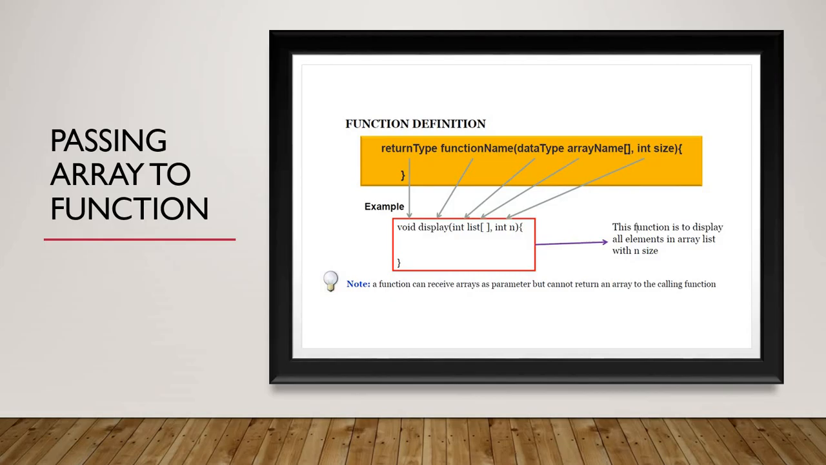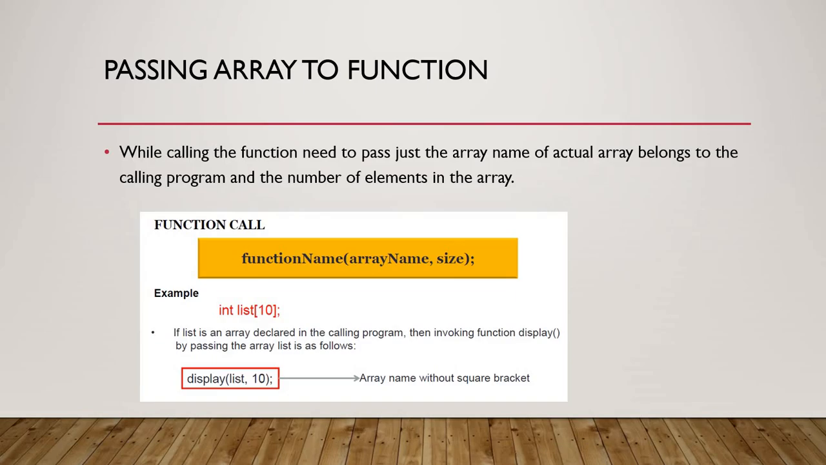Note, a function can receive arrays as parameter but cannot return an array to the calling function. So you can pass an array to a function, but that function cannot return an array to the calling function. While calling the function, you need to pass just the array name of the actual array belonging to the calling program and the number of elements in the array. So for example, int list 10, if list is an array declared in the calling function, then invoking function display by passing the array list is as follows.